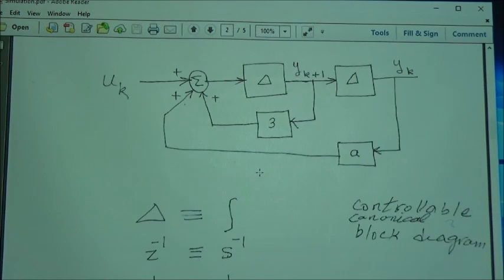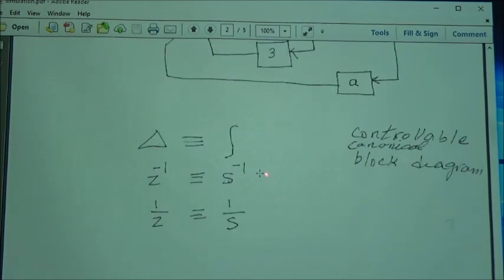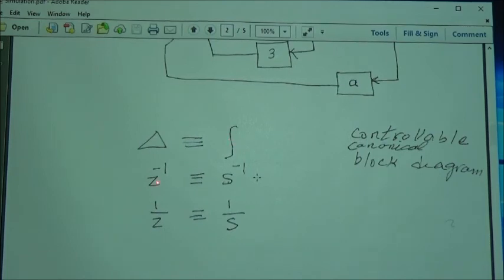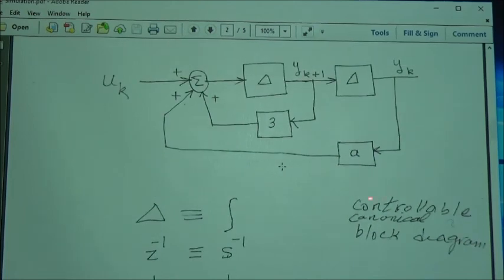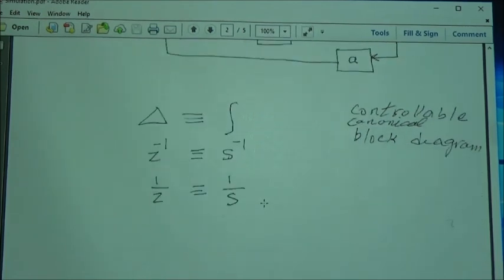So now we have this simulation diagram, and as I said before, equivalent to delta, the delay is integral sign, z minus 1, s minus 1, 1 over z. This form is called controllable canonical block diagram. We will say more about it again from your first textbook later on today.